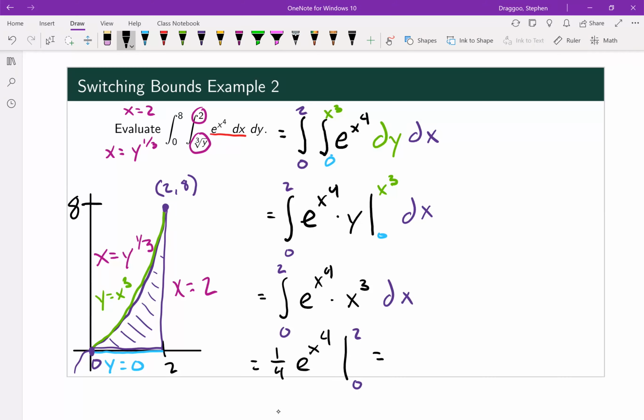which will be, looking at it, 1/4 times e to the 16th minus 1/4 times 1. So 1/4 e to the 16th minus 1/4, or e to the 16th minus 1, all over 4. Dealer's choice on that one, I suppose.